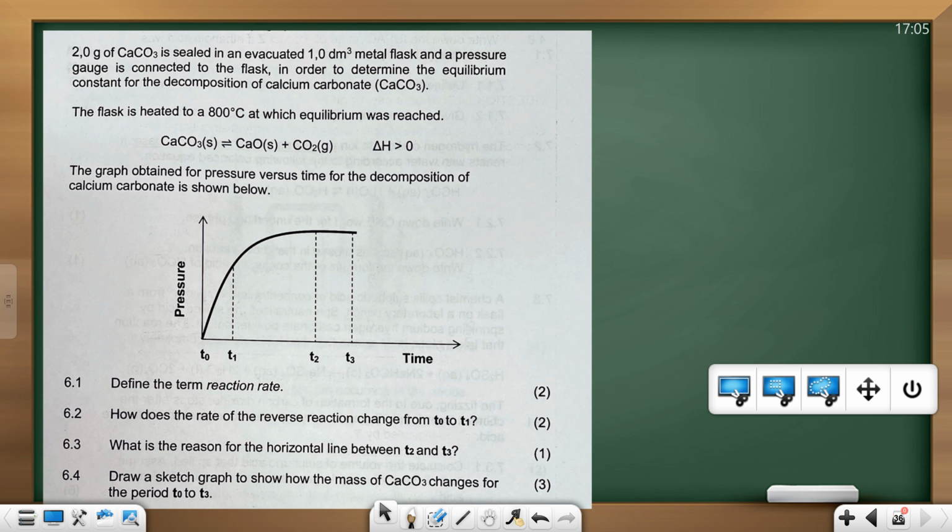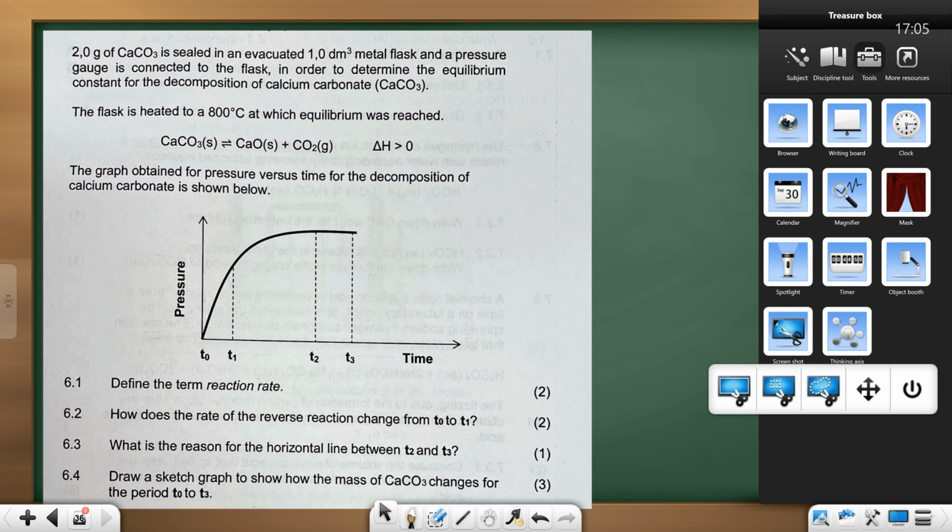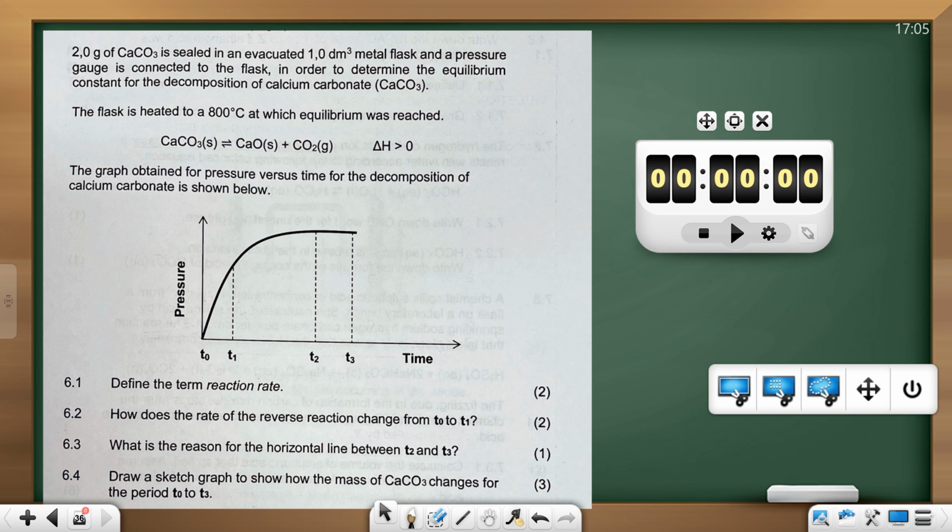Okay, come guys, come. I need us to get this one. Let's give ourselves how many minutes? 5 minutes or 6? Please give it your best shot. Let's give ourselves 6 minutes.